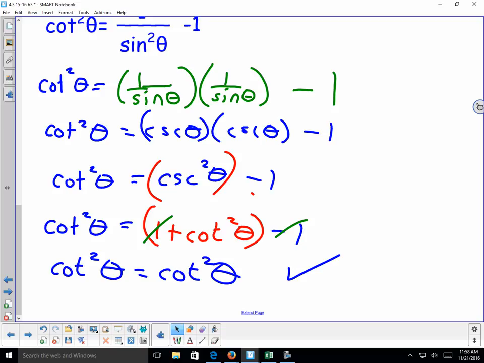So we want to try to end up with each side looking like the other? Yes. And we'll talk more about this. You're only getting a little taste of these verifying identities in section 4.3. You get a whole banquet of it in chapter 5. All right. So I'm going to stop this lesson right now so we can take our quiz.